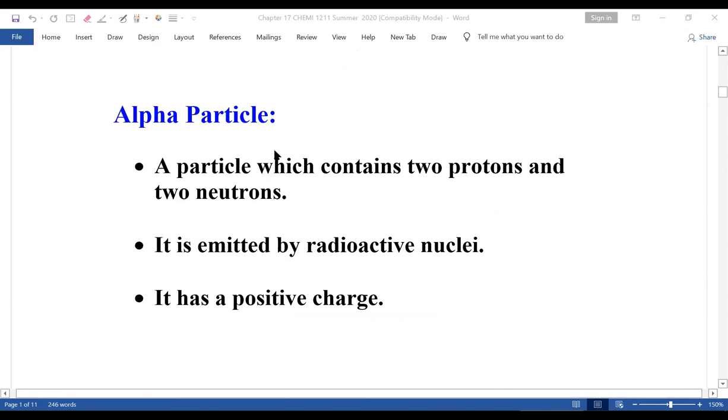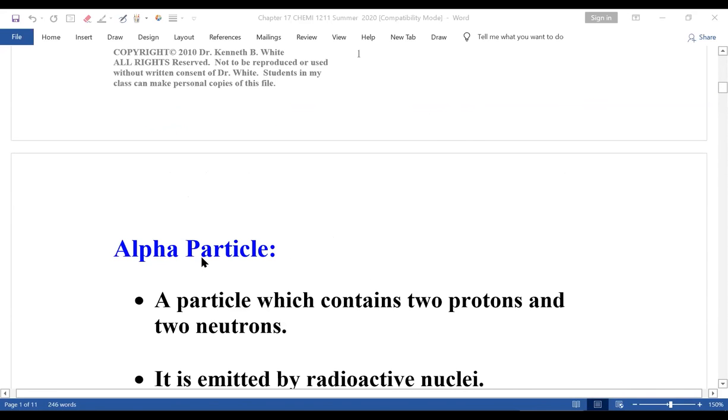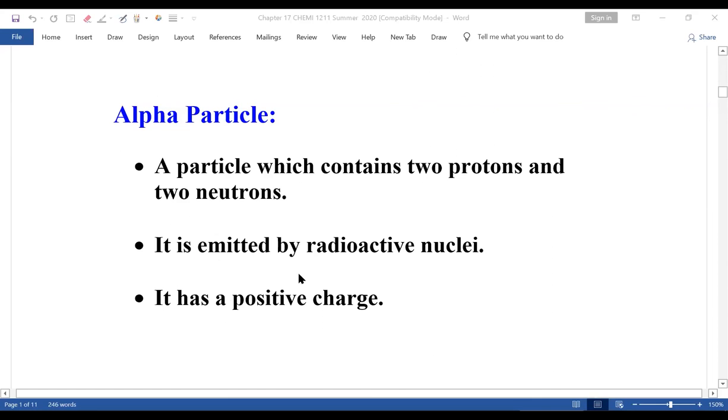Now, switches off. There are different types of radiation. One is an alpha particle, which contains 2 protons and 2 neutrons. I should warn you, Dr. White has never worked in nuclear chemistry, and I'll tell you a sad story if I have time later on. But anyways, it's emitted from the radioactive nuclei, so you actually lose two protons and two neutrons to get a different element. And the alpha particle has a positive charge.